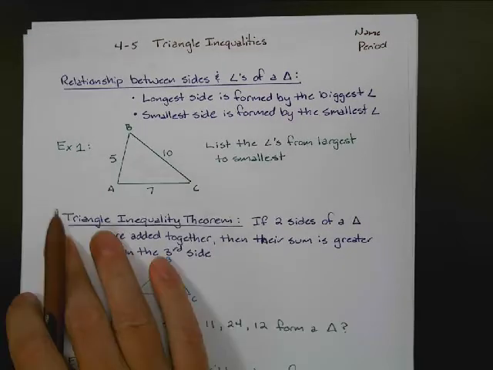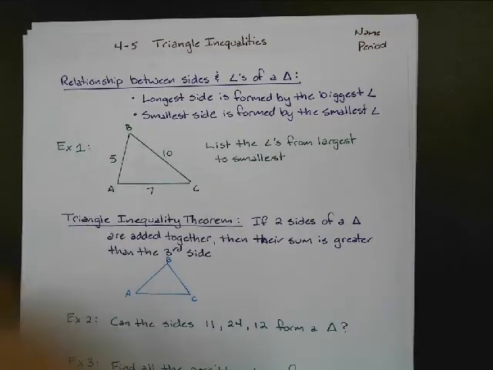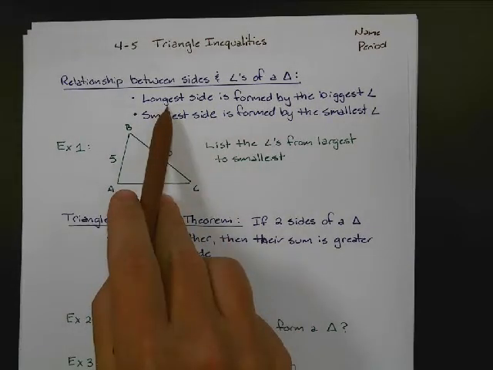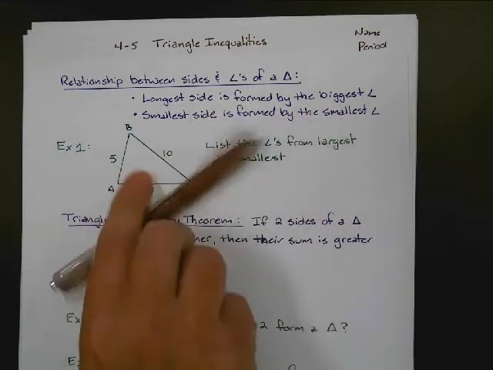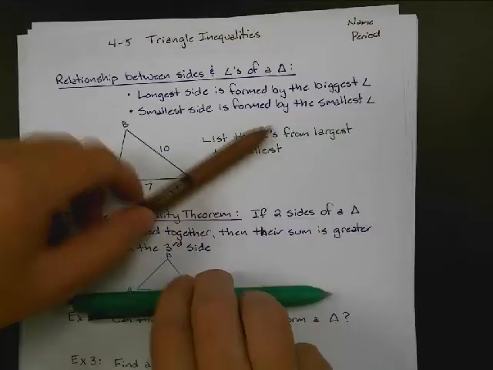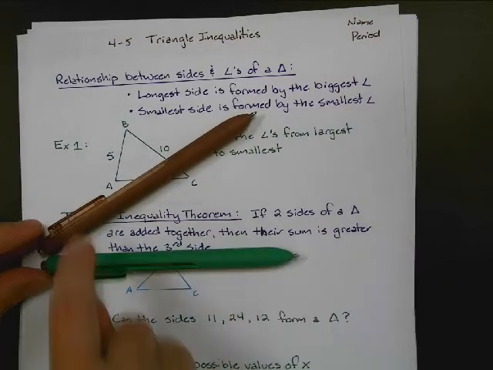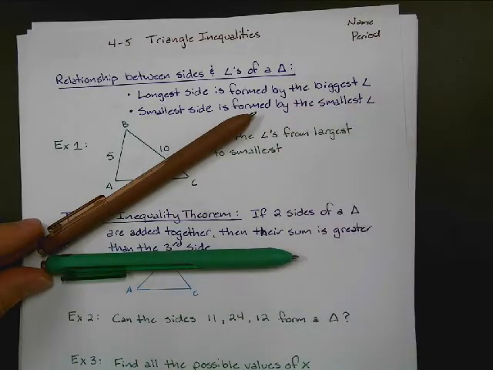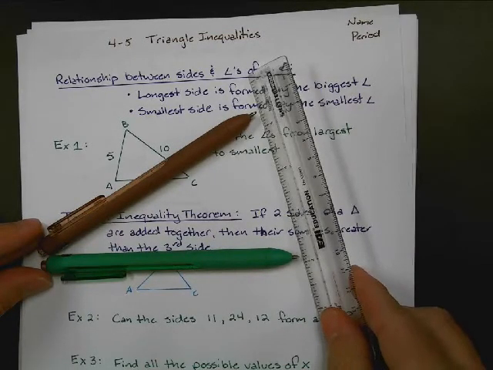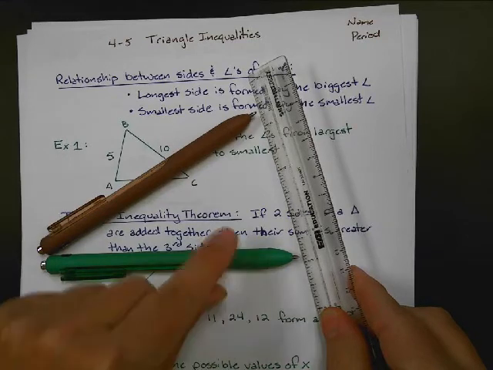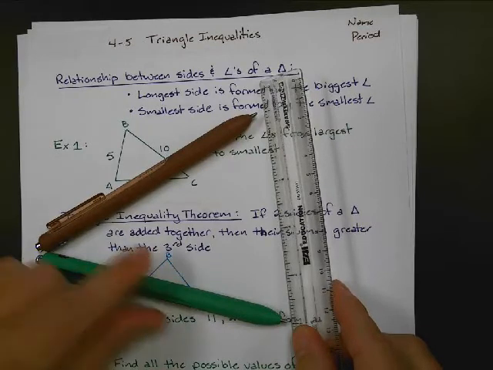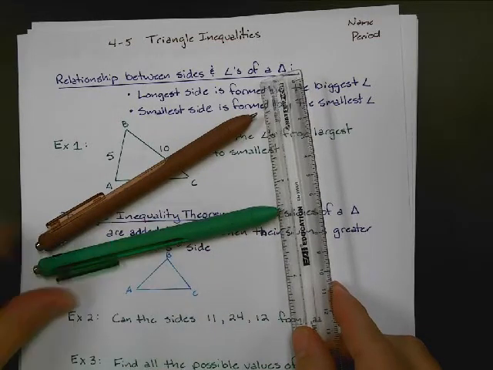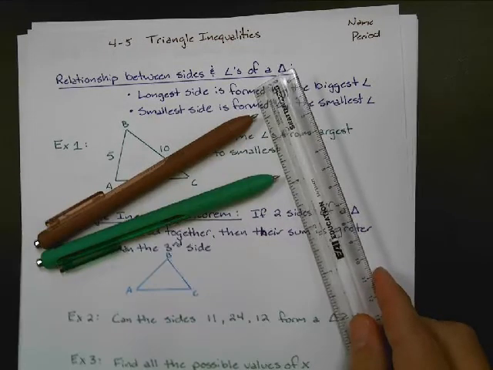So here we go. All right, so there's a relationship between the sides and the angles of a triangle, and here's the relationship. The longest side is always going to be formed by the biggest angle. So what I mean about that is, let's say that these two pens are making an angle. So here's my angle here, and then this over here is my side length. If I make that angle bigger, that makes this side bigger. If I make this angle smaller, so here's a smaller angle, well, now the side just got smaller.